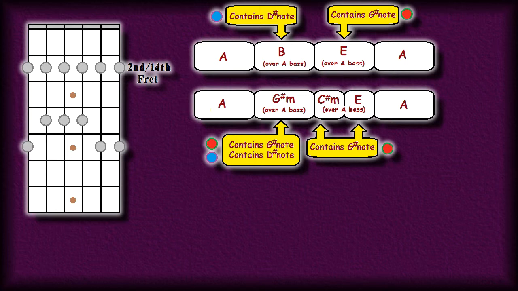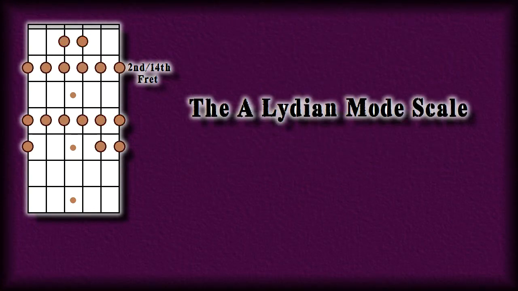And if we plot those on that scale diagram, it looks like this. And collectively, that little scale pattern there is known as the A Lydian mode scale. And here it is being demonstrated.